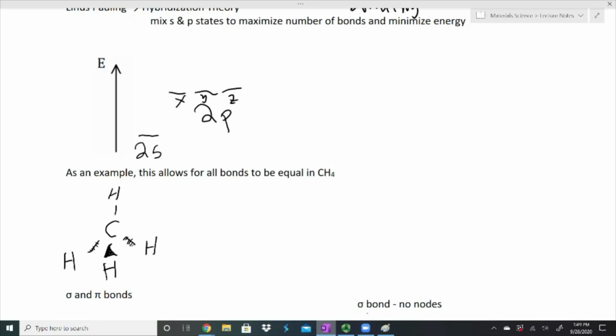And all of these are going to have an angle of about 109 degrees. It's about 109 degrees, and it doesn't matter which one. The angles between these two are going to be about 109 degrees, and the angles between these are 109 degrees. The angle between this hydrogen on the bottom and the hydrogen up top is going to be about 109 degrees.